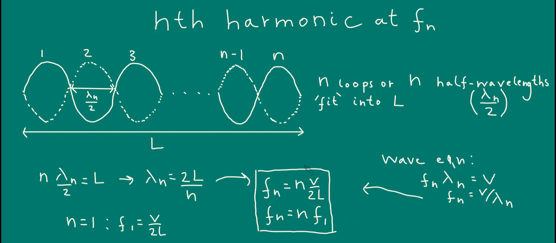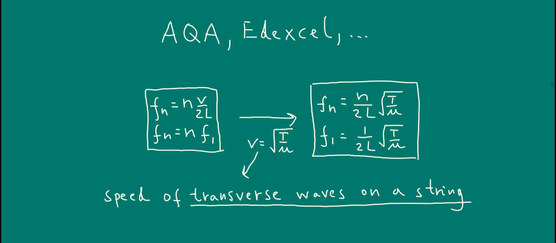Just remember that n here stands for a positive whole number or integer. As I said earlier, you can't fit anything other than an integer number of loops into this distance here. So n can't be, for example, 1.5 or 2.75. Let me just point out that if you're studying AQA or Edexcel, you need to be aware of the following.